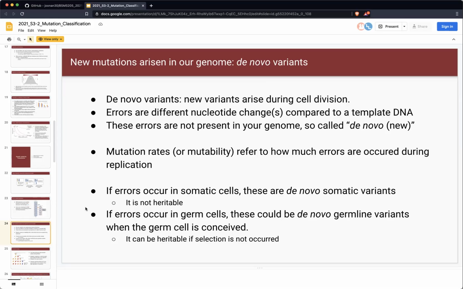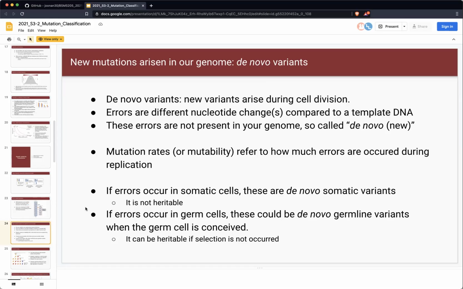These errors are also different nucleotide changes. Sometimes it's A, sometimes it can be T, G, or C. Sometimes it can happen in an indel form, sometimes in a structural variant form. We can have mutations in all of these different formats. And the mutation rate describes how many mutations, or errors, actually occur during the replication process.